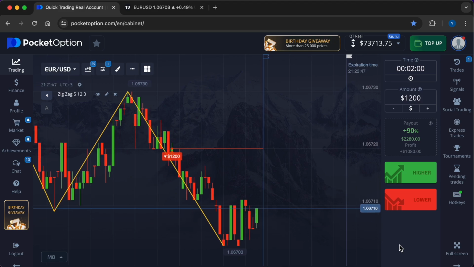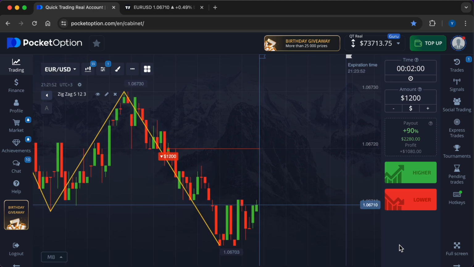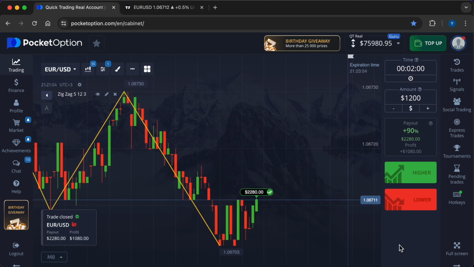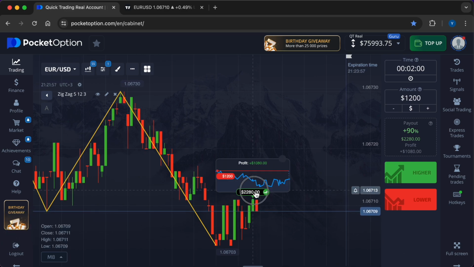As you can see, the situation on the chart exactly matches my prediction. The price movement is much lower than the entry point, and this means that the deal is safely closed in the plus. So, the amount of profit is $1,080.